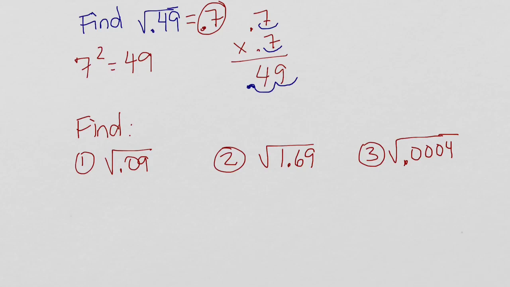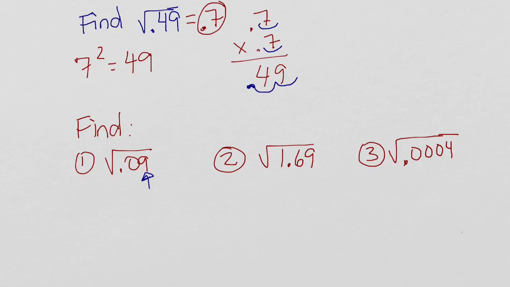Let's try some more of these. These are a little bit challenging. So for the first one, this looks a lot like 9, and you know that 3 squared equals 9. It's not going to be 3 though, because 3 squared is 9 and this is 0.09. So it's going to have a decimal point in there. So see if you can figure out what that is.